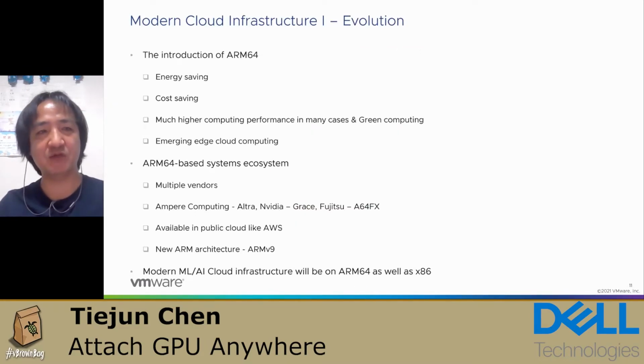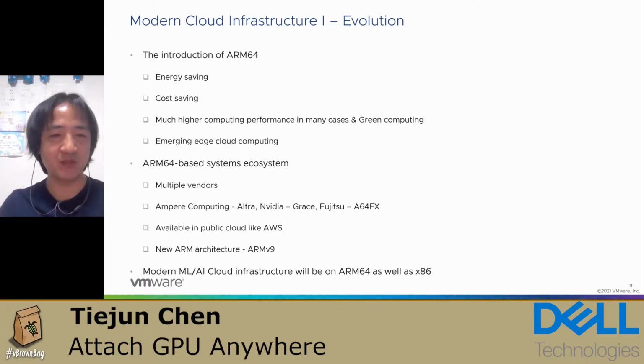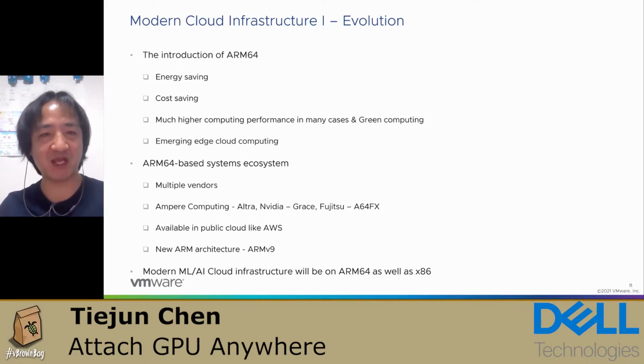Let's go back to the cloud. I'm talking about modern cloud infrastructure with the introduction of ARM64 due to energy and cost savings and even higher efficiency in many cases. Talking about the ARM64 based system ecosystem, now you can find multiple vendors, like some giants, big computing, NVIDIA, and even the new power architecture Armv9 has been introduced this year. In production, in the public cloud, you can also find these servers. Microsoft has made no secret that it wants to have 50% of its server capacity on ARM processors. They have started deploying this internally.